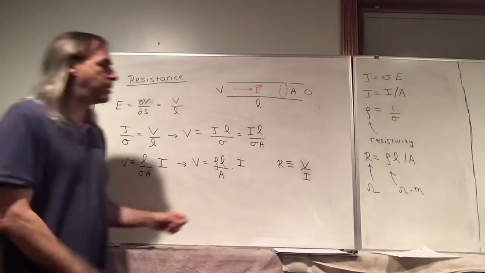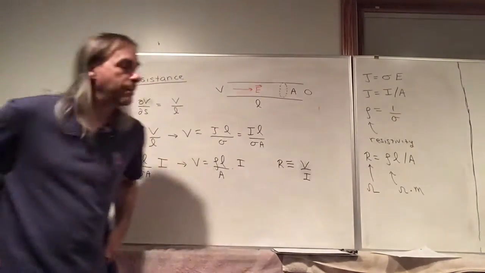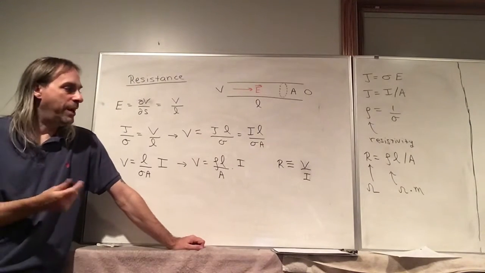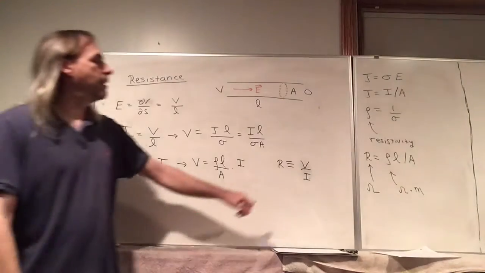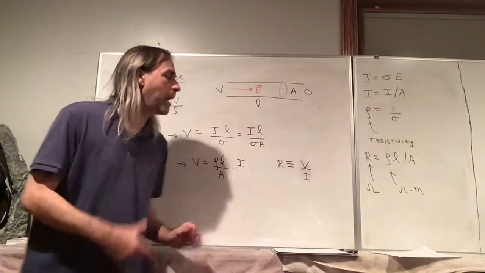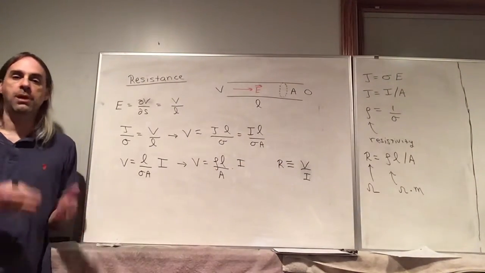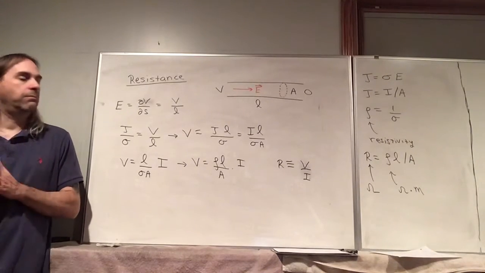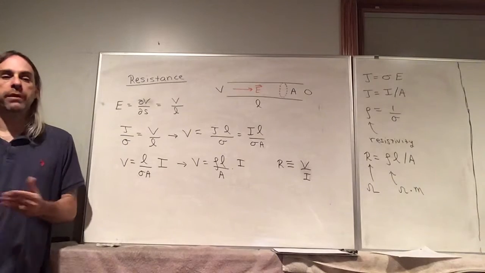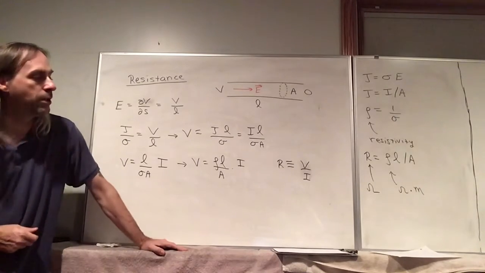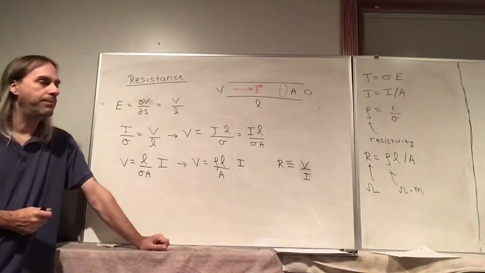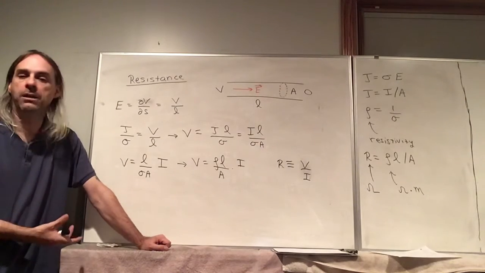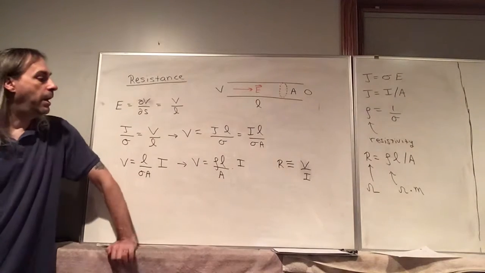Now, in many cases, the resistance will be constant, and we call those ohmic materials. So if the resistance is constant, that means that the current is directly proportional to the voltage. You double the voltage, you double the current. And if that is true, then we say that we're dealing with an ohmic material. If it's not true, we have this very creative name for it. We call it a non-ohmic material.